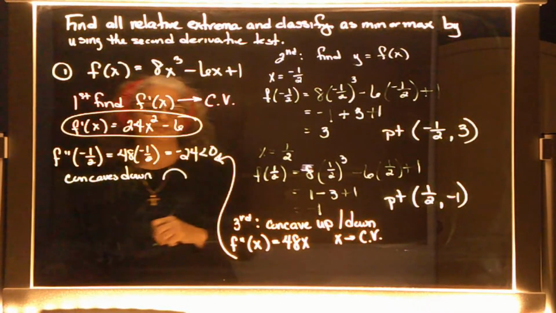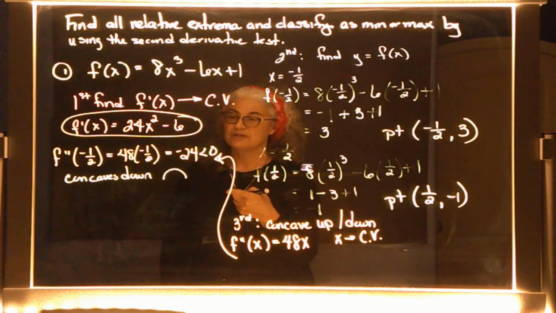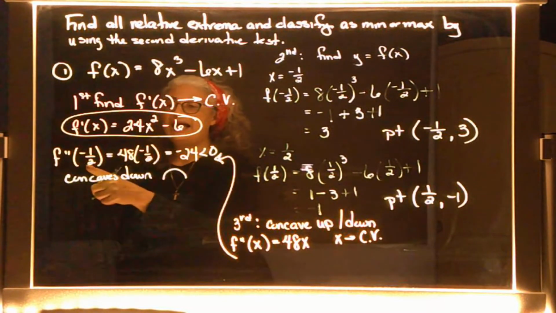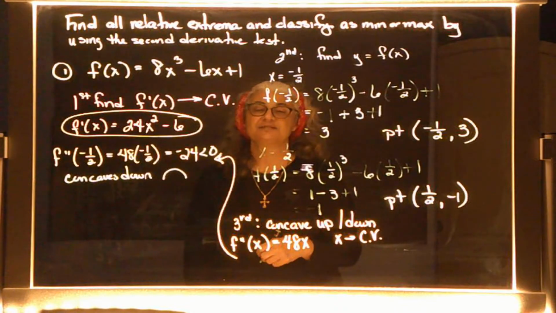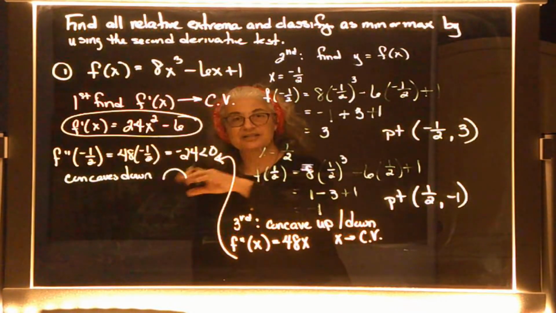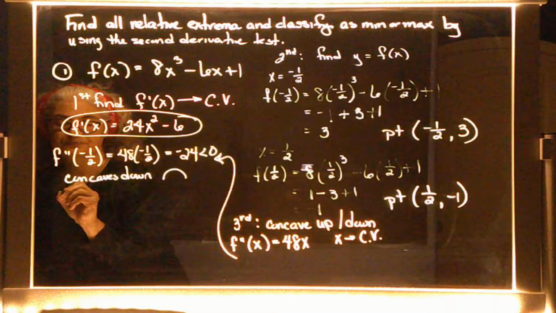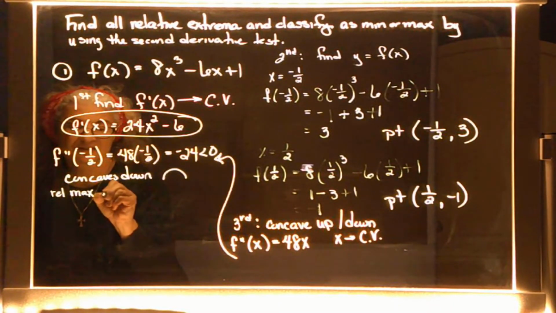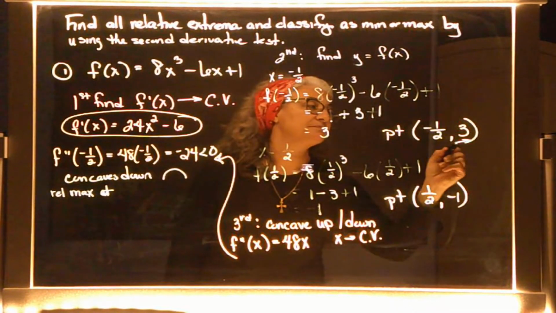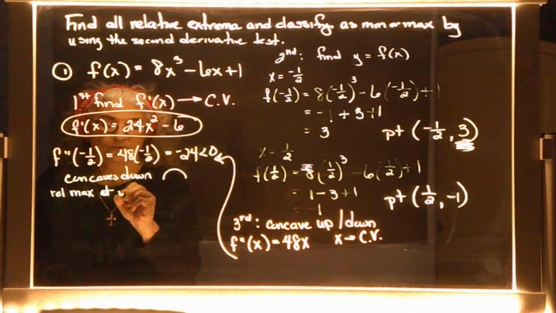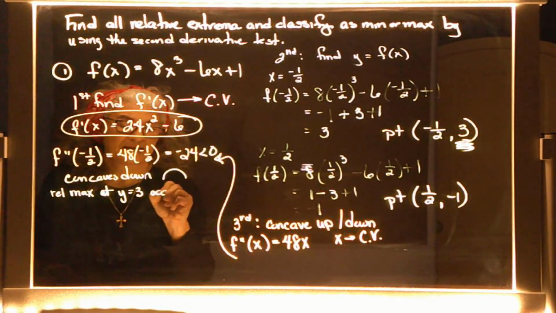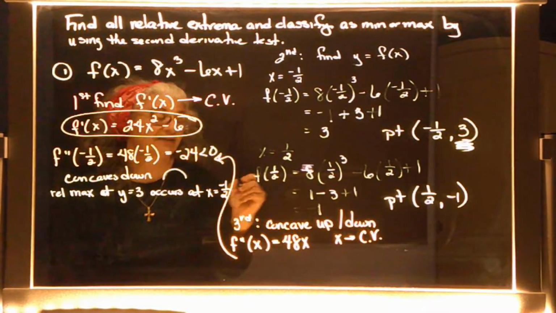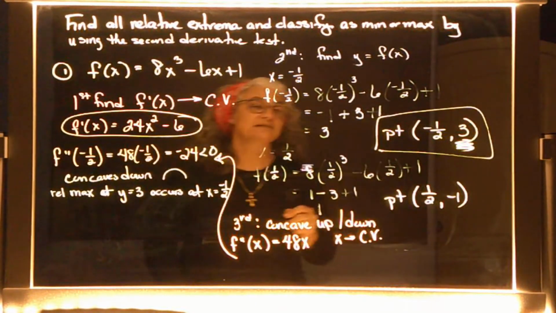So I'm going to draw myself a picture. So if it concaves down, do I have a relative min or a relative max at the -1/2? Relative max. Good job, because it concaves down, right? So we have a relative max at y equals 3, and it occurs at x equals -1/2, because that's that point, isn't it?